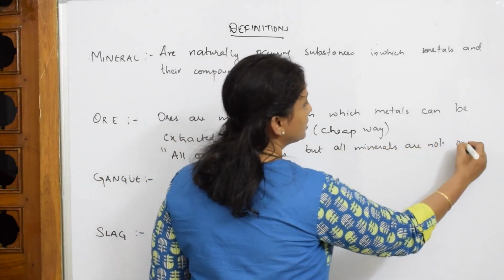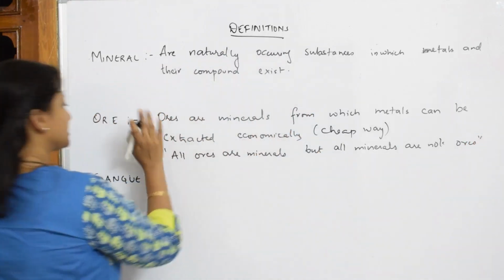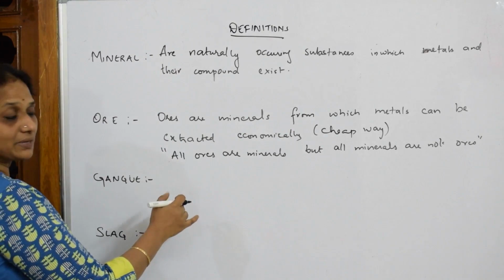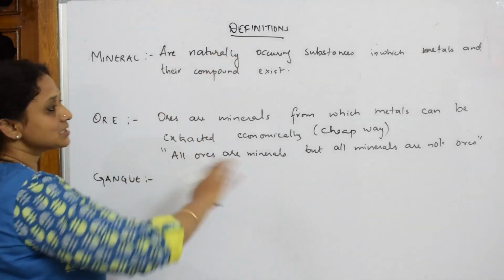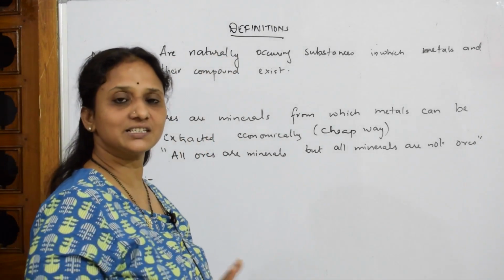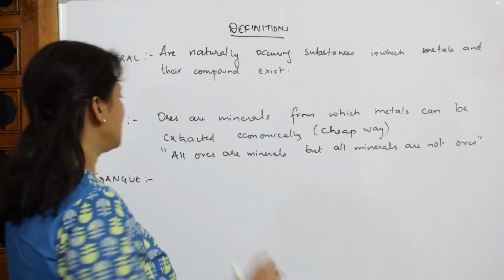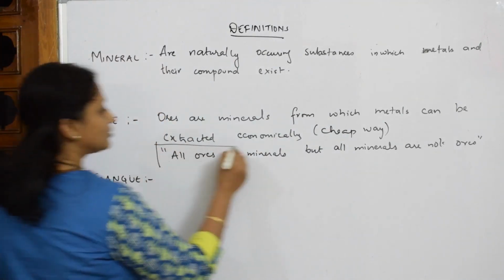This is what you have to remember, right? Ores are minerals, a class of compounds from which I can extract metals, but all minerals are not ores. I can't generalize that they all contain a particular ore from which I can extract the metal. No. So remember this line.